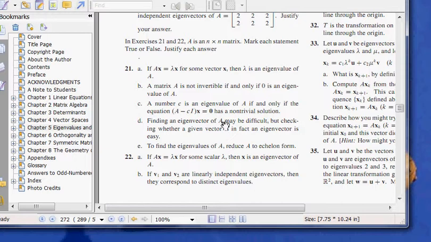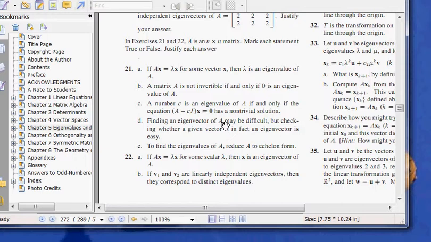Let's go to A. If Ax equals lambda x for some scalar lambda, then x is an eigenvector of A. No, that is false. x has to be a non-trivial solution. Got that? Non-trivial solution. It's false.